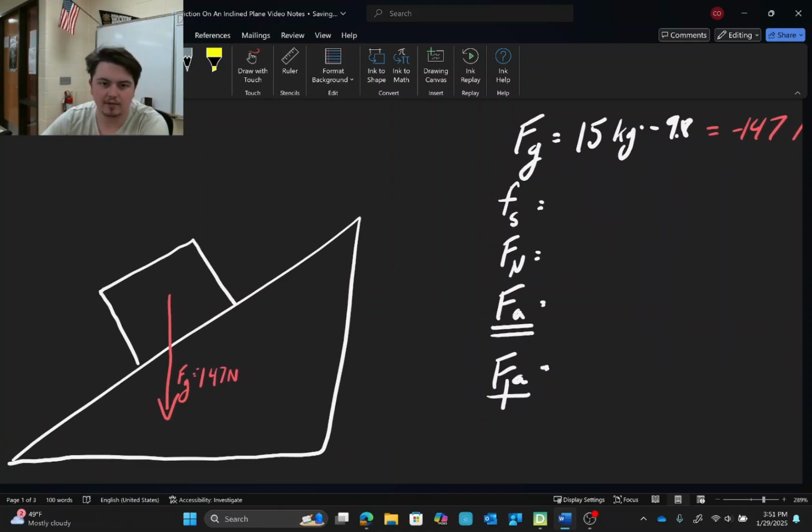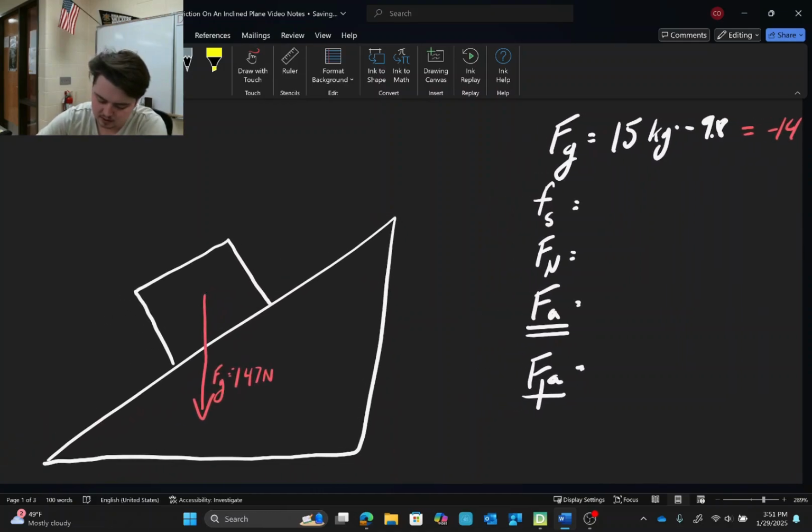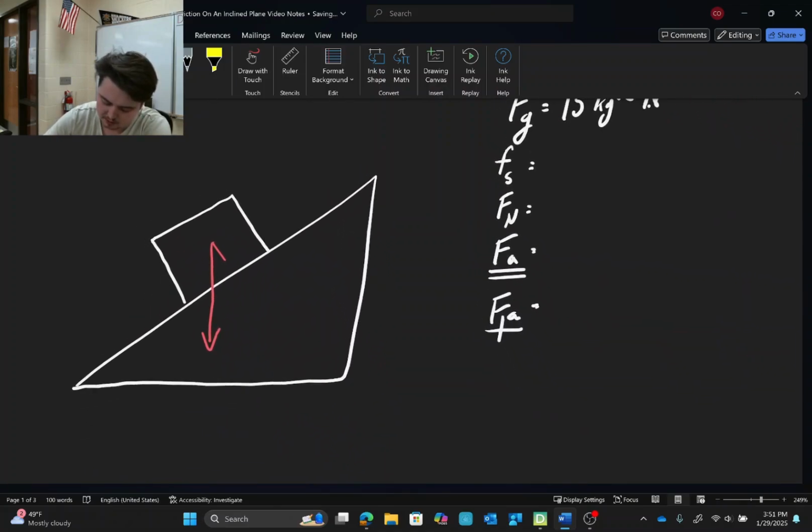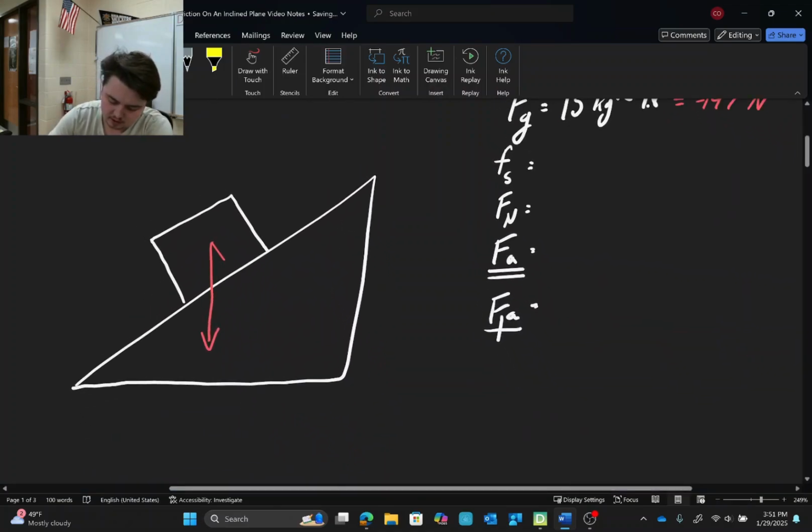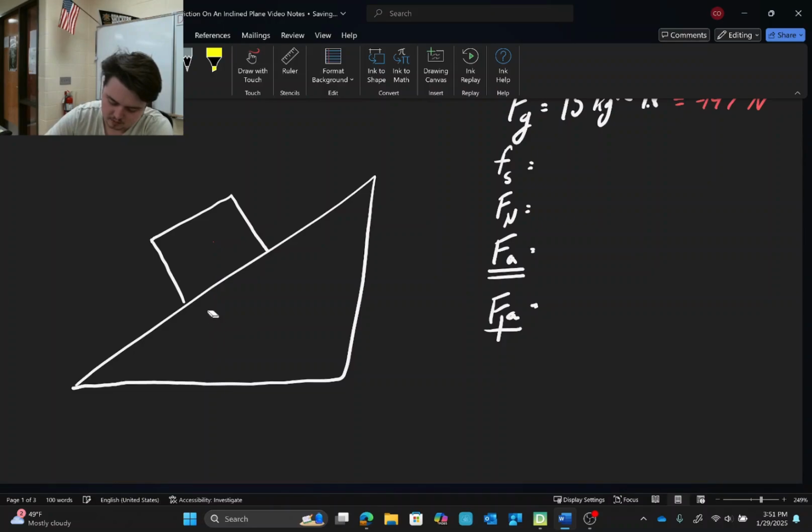Now we are going to have to find the, let me move this a little bit. I said I wasn't going to do it, and then I proceeded to do it. There we go. All right, so that's our force of gravity. Force of gravity is negative 147 newtons.